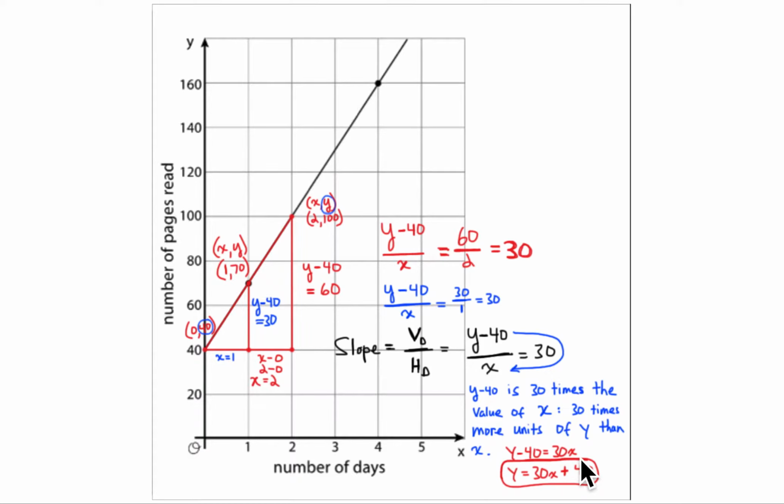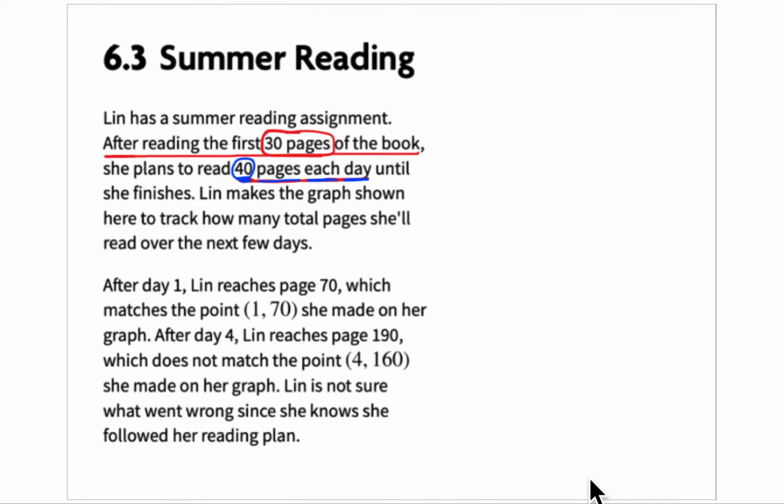Now, to get where the y coordinate is on the graph, you have to add back the 40 pages that she had as a head start. So you have to add that 40 pages back. So now you're at y is equal to the number of pages she read each day, 30 pages each day, times the number of days, plus that 40 pages that you have to add back. So this is the equation: y is equal to 30 pages each day plus the 40-page head start.